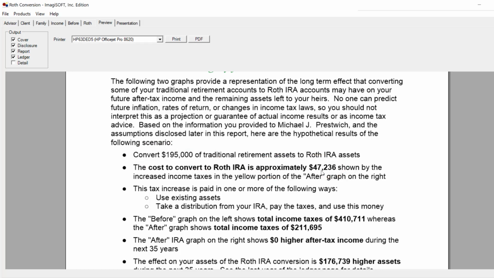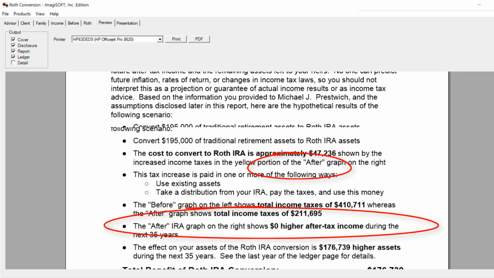So you're going to pull the $47,000 over a period of 7 years out of the 401k, or you're probably going to roll that into your own IRA so that you can have more control. And then it says the before graph on the left shows total taxes of $410,000, whereas the after, it's $211,000. There's roughly $200,000 less in taxes being paid. Are you willing to pay $47,000 to save $200,000 later? That's 5 to 1. I think it's kind of obvious.